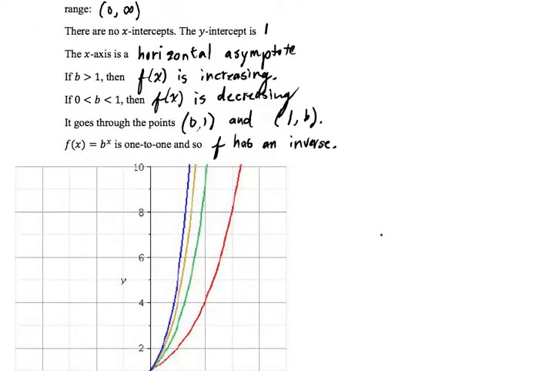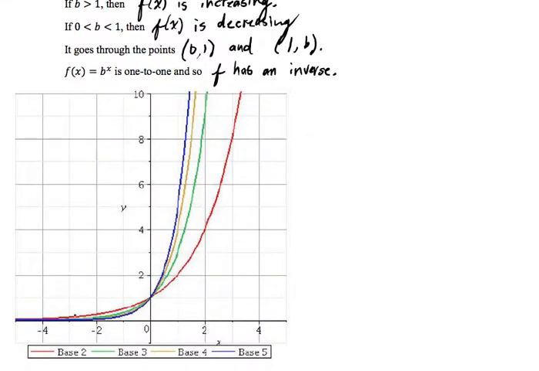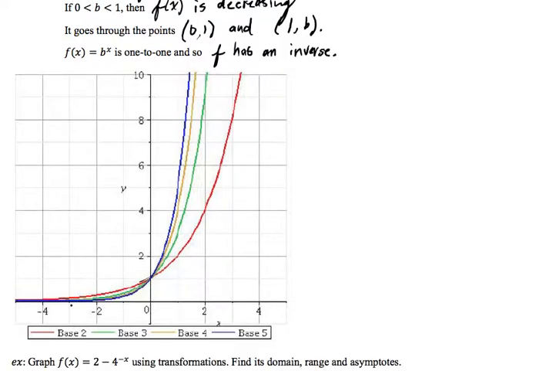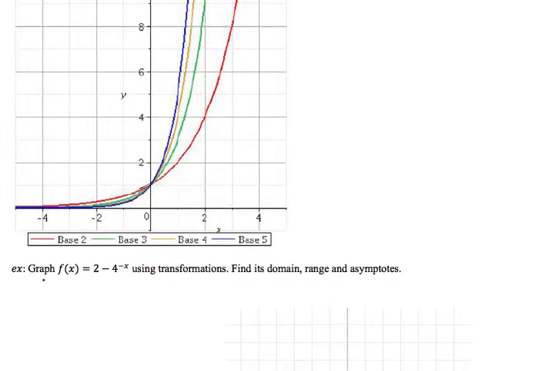Okay. Here are some various graphs with different bases. So you can see a base 2 here in red is not quite as steep. The base 3 is in green. It's just a little bit steeper, and the bigger the base, the steeper that function gets, and the more quickly it hugs the x-axis out here on the left.